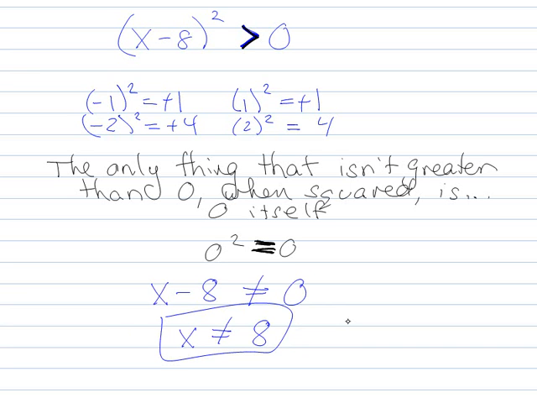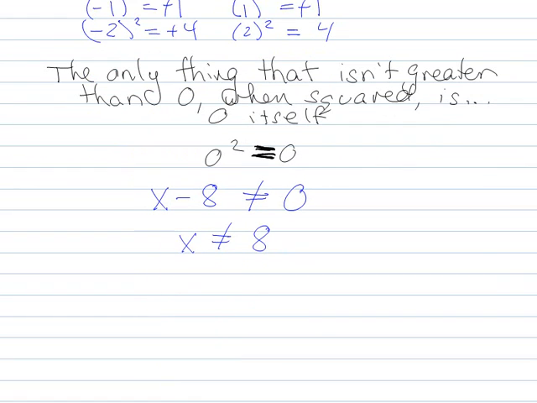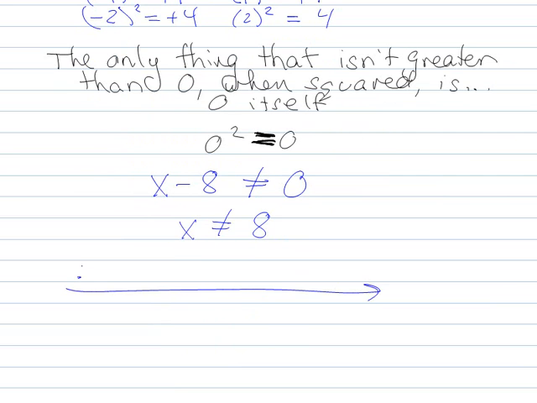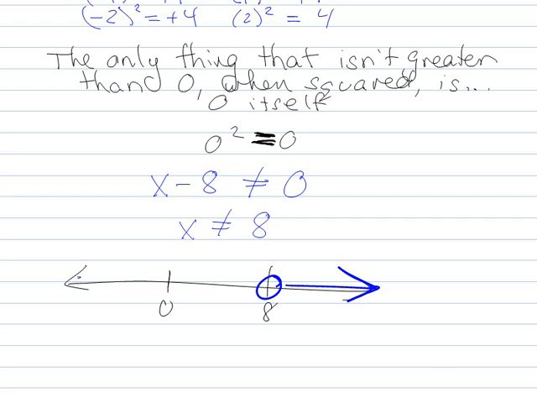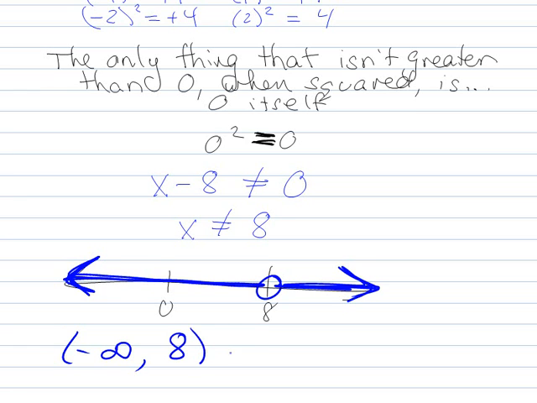Another way, if you wanted to go ahead and graph it so that you could make set notation for it, is to say, well, here's my number line, here's 8. I don't include 8, but I do include everything else. So I go from negative infinity to 8, and then from 8 to positive infinity.